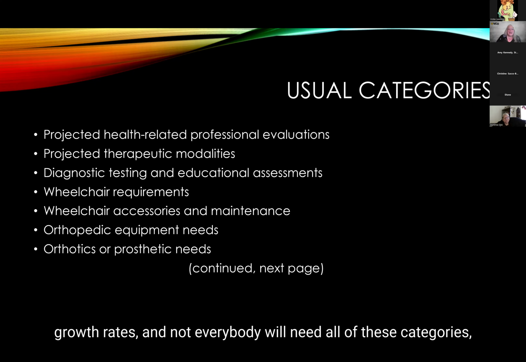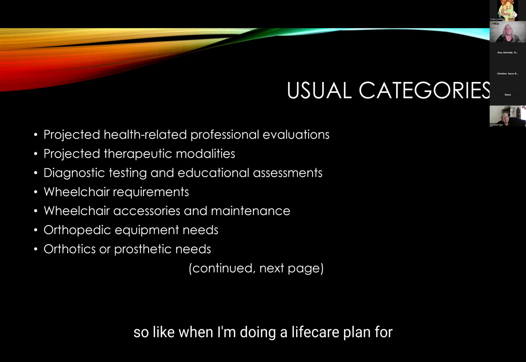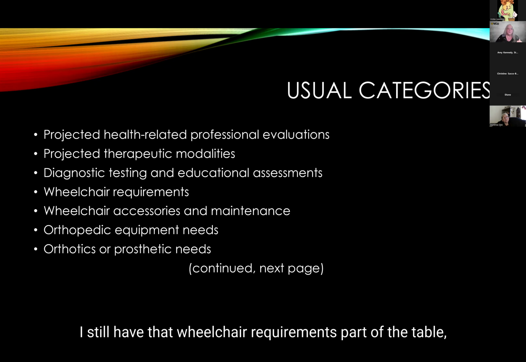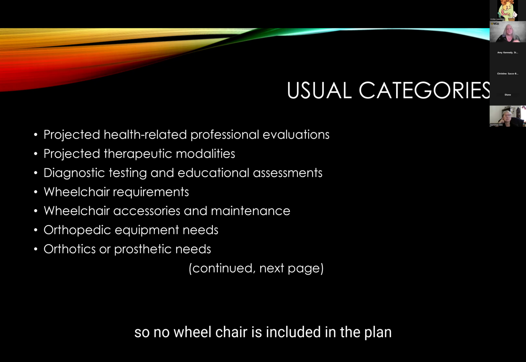And not everybody will need all of these categories, but because it's a consistent methodology, we look at each area. So like when I'm doing a life care plan for somebody who's blind, who isn't using a wheelchair, I still have that wheelchair requirements part of the table and note in there that this disability does not affect the individual's need for a wheelchair. So no wheelchair is included in the plan. Separate category for orthopedic equipment needs. Another category for orthotics or prosthetics.